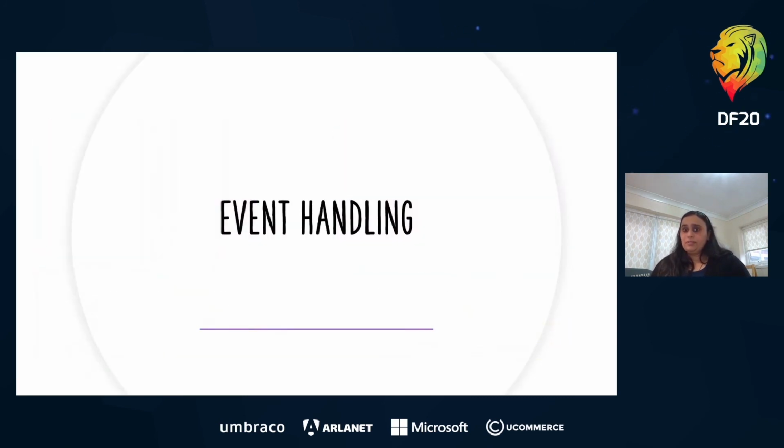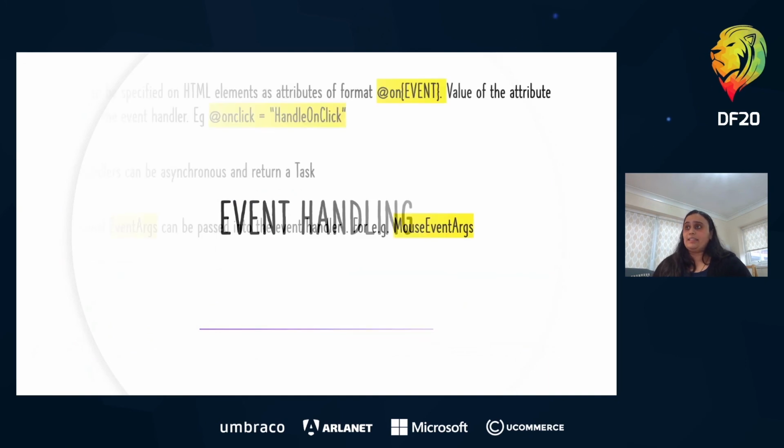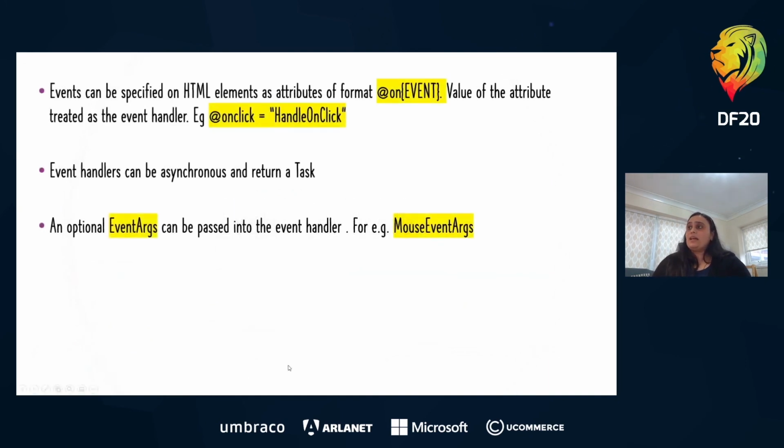I'm going to quickly go through event handling. Event handling can be specified on HTML elements as attributes of on event. So for an event on click, the handle on click method would be the event handler. An event handler can be asynchronous and can return a task. You can even pass in event args to understand more about what event has happened, whether a particular key has been pressed, etc.